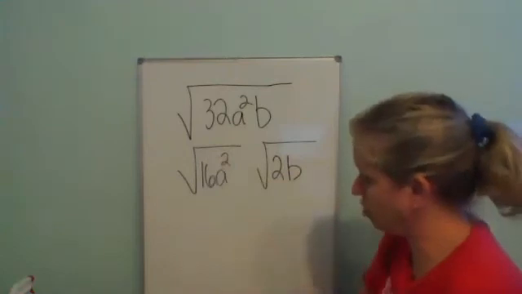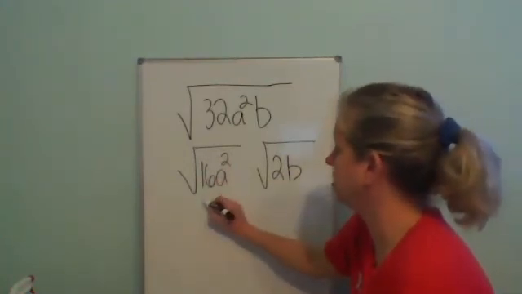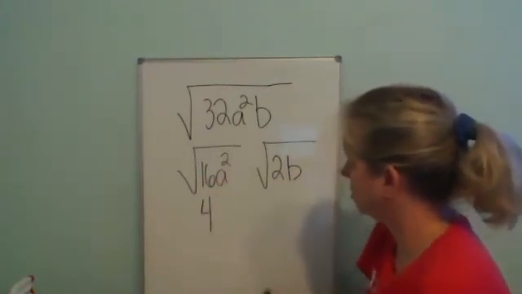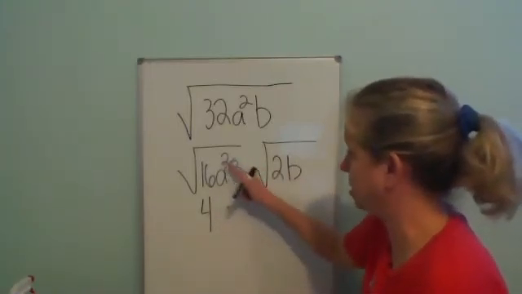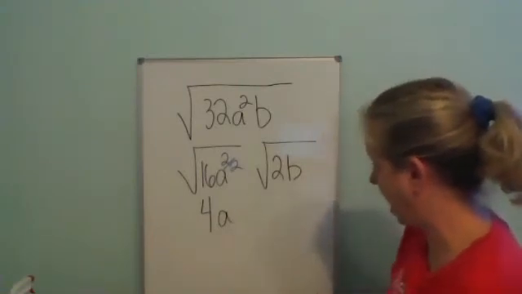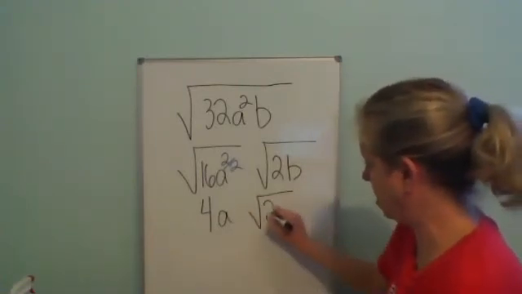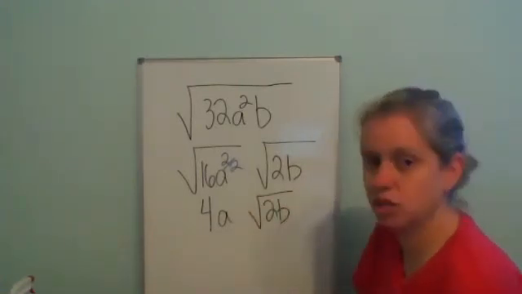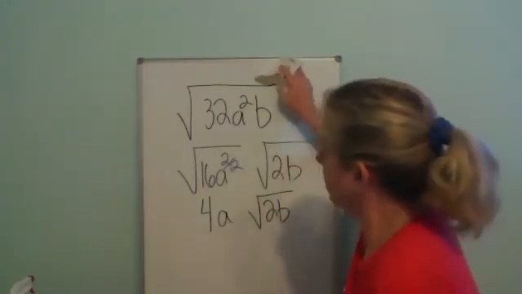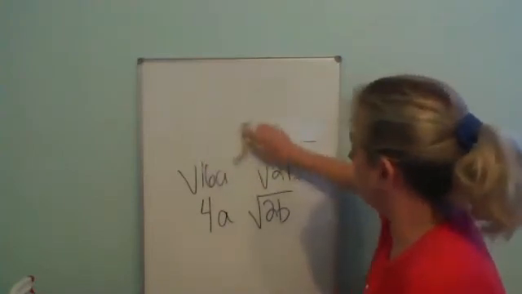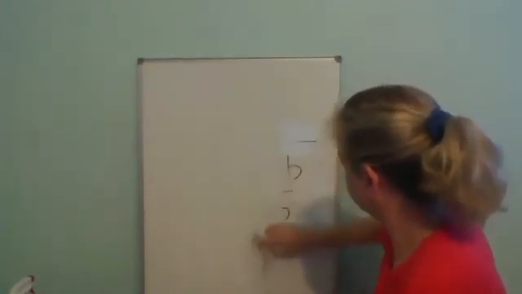Now, take the square root of your perfect square. The square root of 16 is 4. Divide your exponent by 2. So if I divide that by 2, I get a 1. So 4a. And drop down your trash, square root of 2b. And again, remember, just pause me if you need to stop and look at that for a little while.